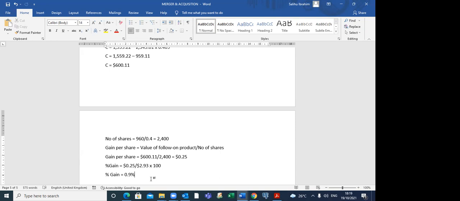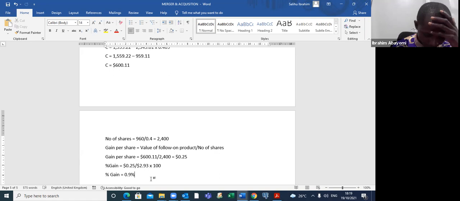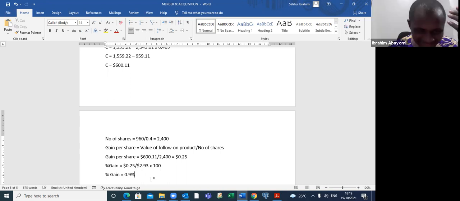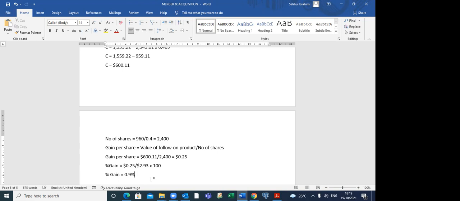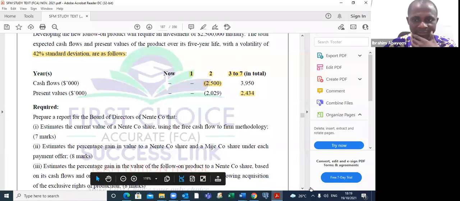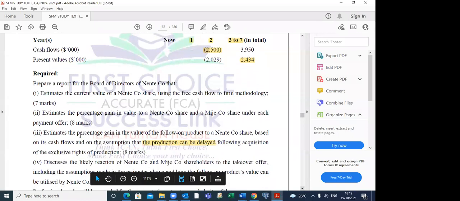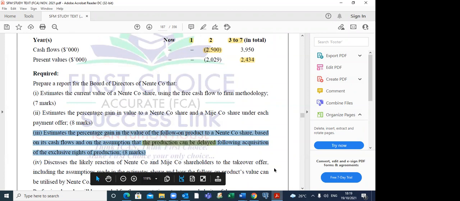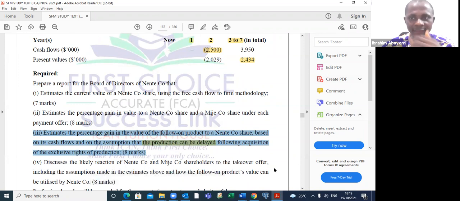Now this follow-on product, is it in the question? I said this value of follow-on product, is it in the question? It is not there before I started solving the question.